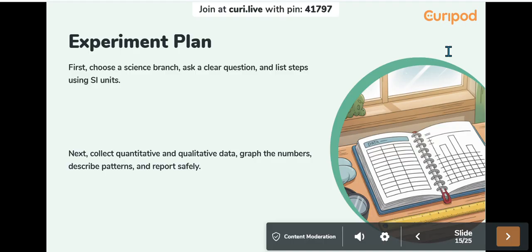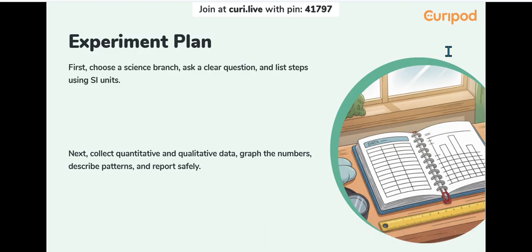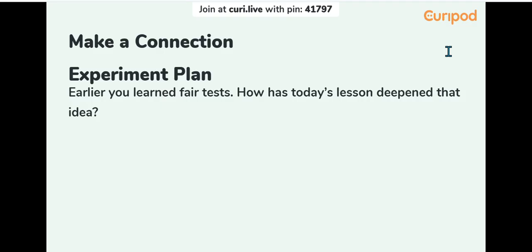Alright, so we're almost halfway. We're halfway through, a little bit more than halfway. So we're at our experiment plan now. First, choose a science branch, ask a clear question, and list steps using SI units. Next, collect quantitative and qualitative data, graph the numbers, describe patterns, and report safely. So you guys can do this over a long term and then write your answers down in the comments.